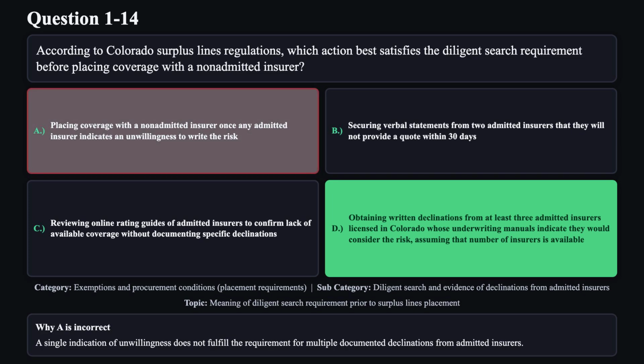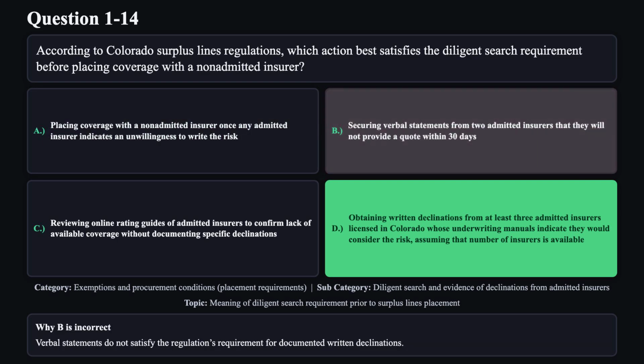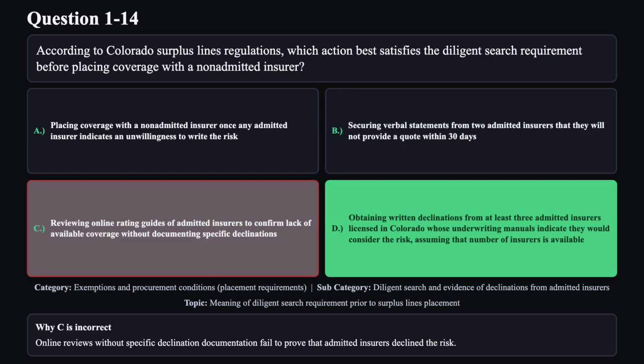Reason A is not correct. A single indication of unwillingness does not fulfill the requirement for multiple documented declinations from admitted insurers. Reason B is not correct. Verbal statements do not satisfy the regulation's requirement for documented written declinations. Reason C is not correct. Online reviews without specific declination documentation fail to prove that admitted insurers declined the risk.